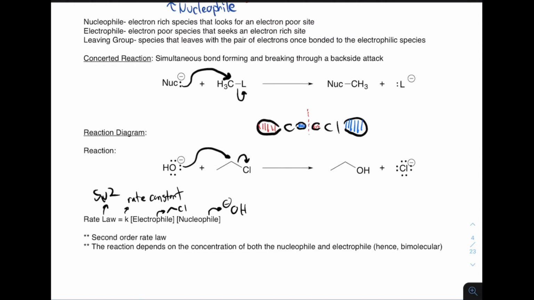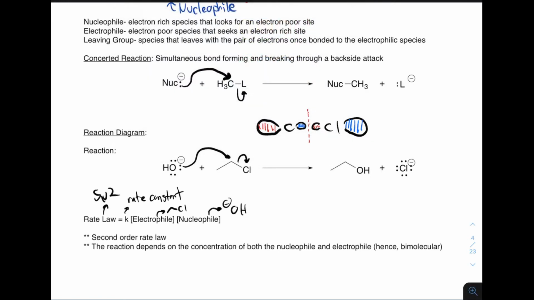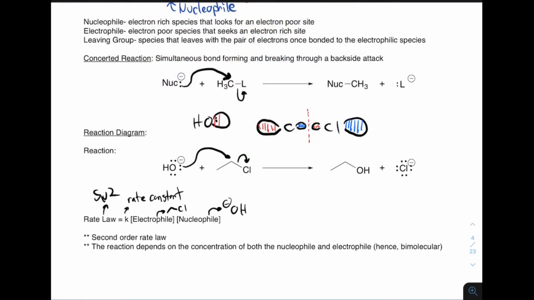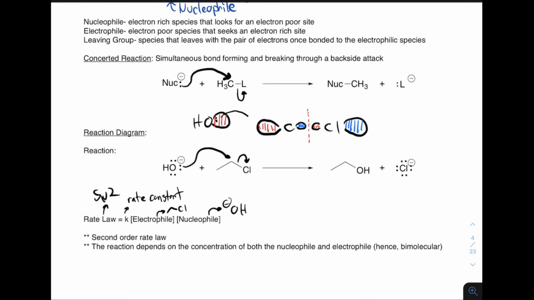What's happening is when this actual attack is going on, when we attack the carbon and break that carbon-chlorine bond, our hydroxide anion has that same phase lobe that will end up filling the anti-bonding orbital from the back.